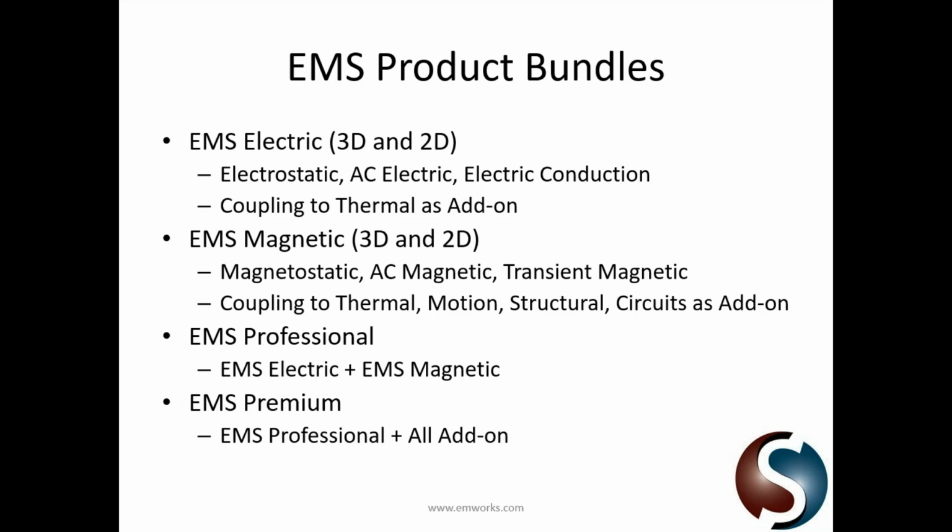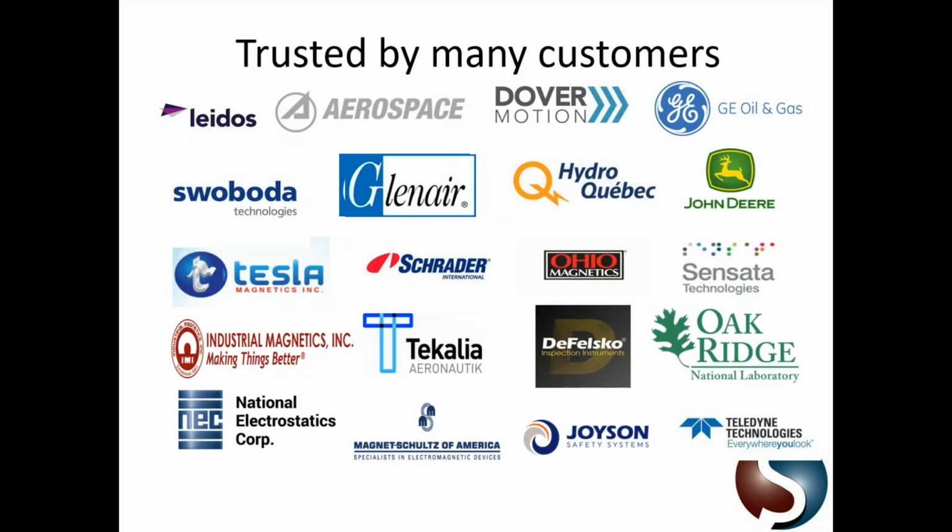So if you have multiple applications that range from electric to magnetic and you're interested in coupling to thermal, motion, etc., EMS Premium should be your natural choice because it gives you a price break when you bundle multiple products together. We will be looking at this product bundle towards the end of this presentation as well. So let me go ahead and proceed.